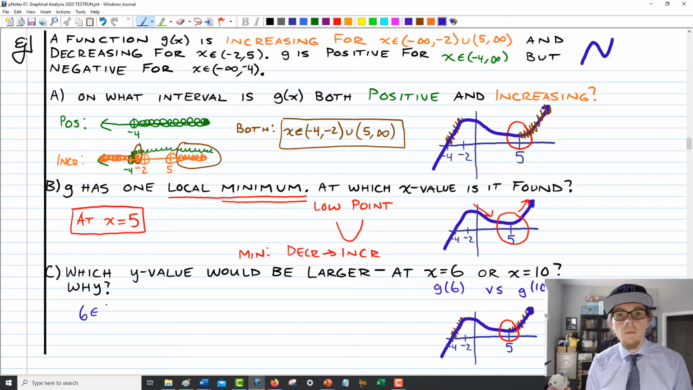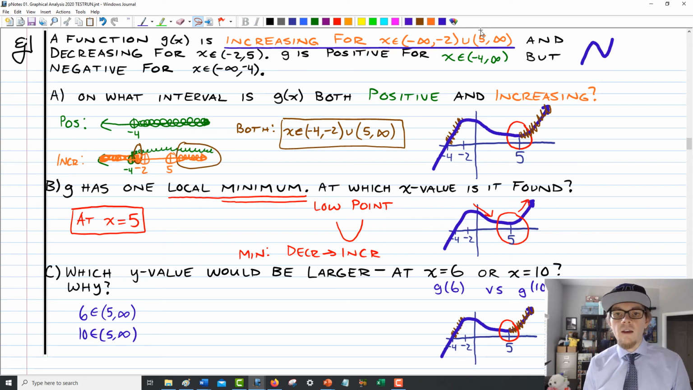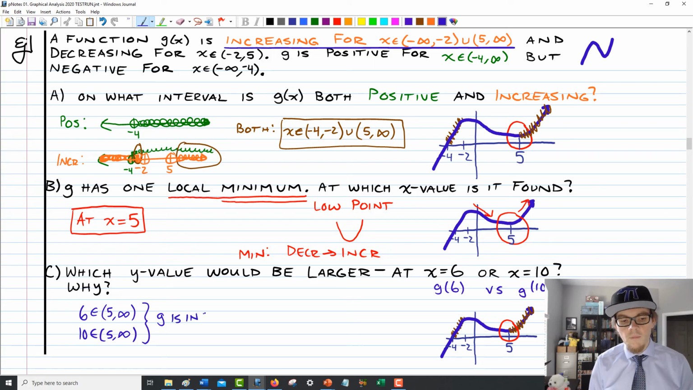So 6 is a member of the interval from 5 to infinity, and 10 is a member of the interval from 5 to infinity. And the reason I bring this up is because of the information that's present right up here. It says at the top that our function, or our graph, is increasing for x values between 5 and infinity. So what that means is that on this interval, our function g is increasing. And we know from earlier that that means that our y values are getting bigger.